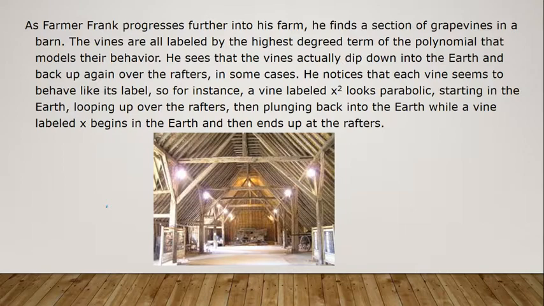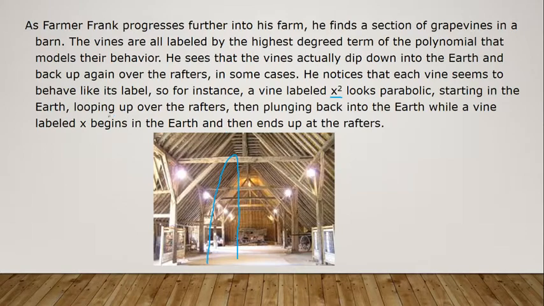So for instance, a vine labeled x squared looks parabolic, starting in the earth, looping up over the rafters, and then plunging back into the earth, while a vine labeled x begins in the earth and then ends up at the rafters. So here's a picture of a barn. If we look at the first one, the x squared that looks parabolic, it says that it starts in the earth, so it would start down here, go up, loop around a rafter here, and then come back down. So it looks like a parabola.